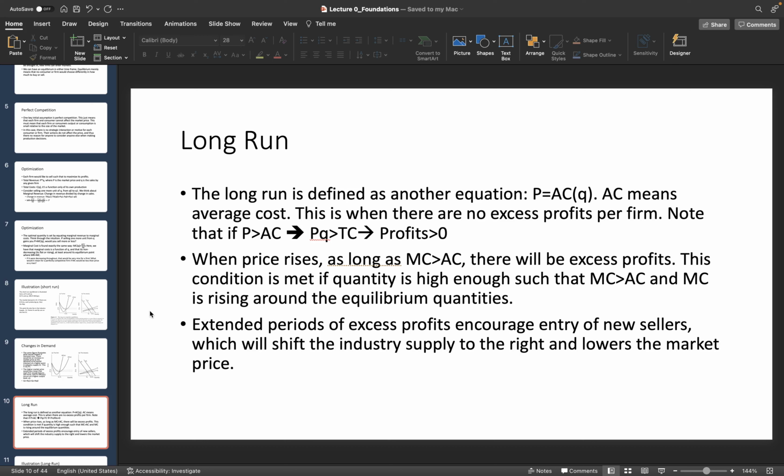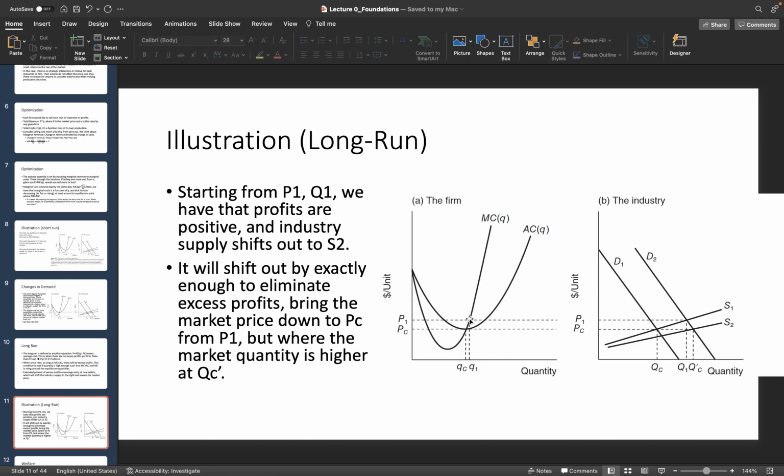And starting at P1, there are these excess profits because P1 is greater than AC at Q1, which is this point that I'm pointing to here. In fact, this rectangle here is the rectangle of the excess profits enjoyed by the firm.